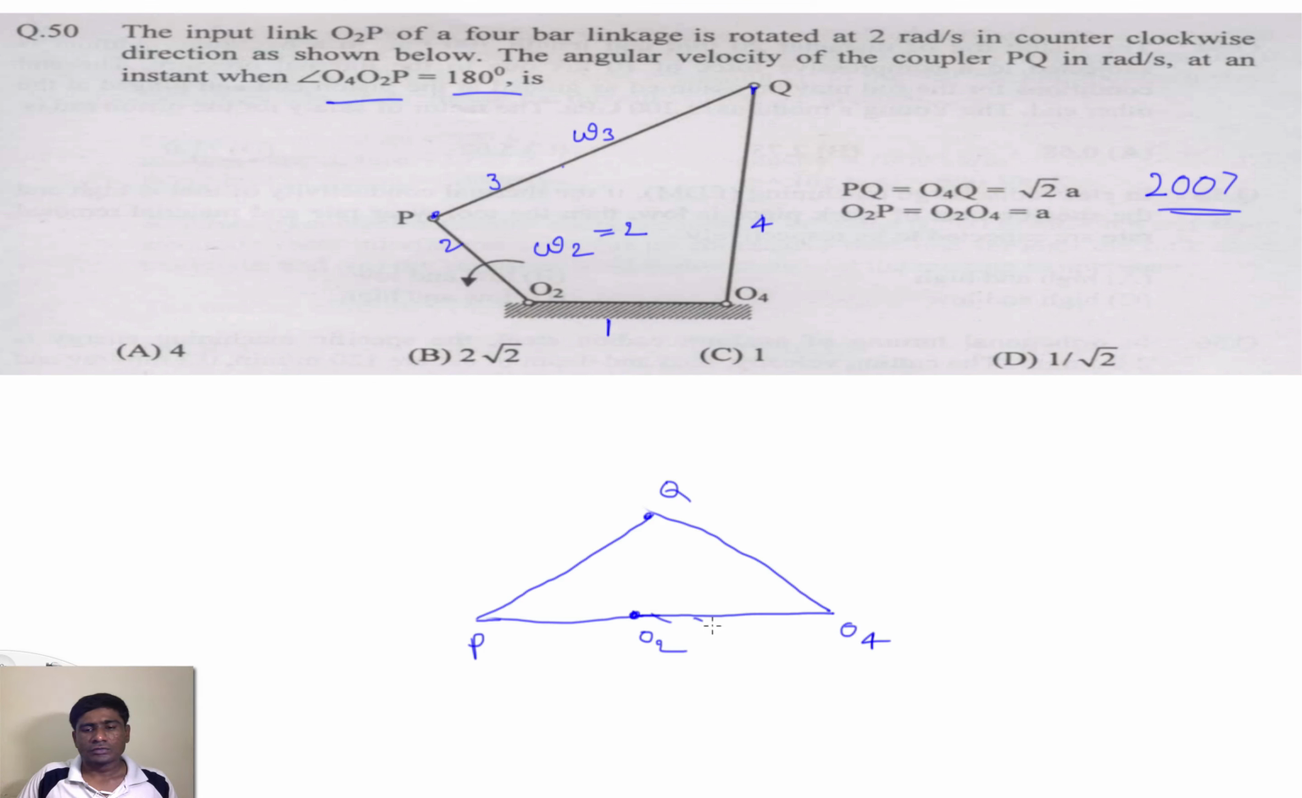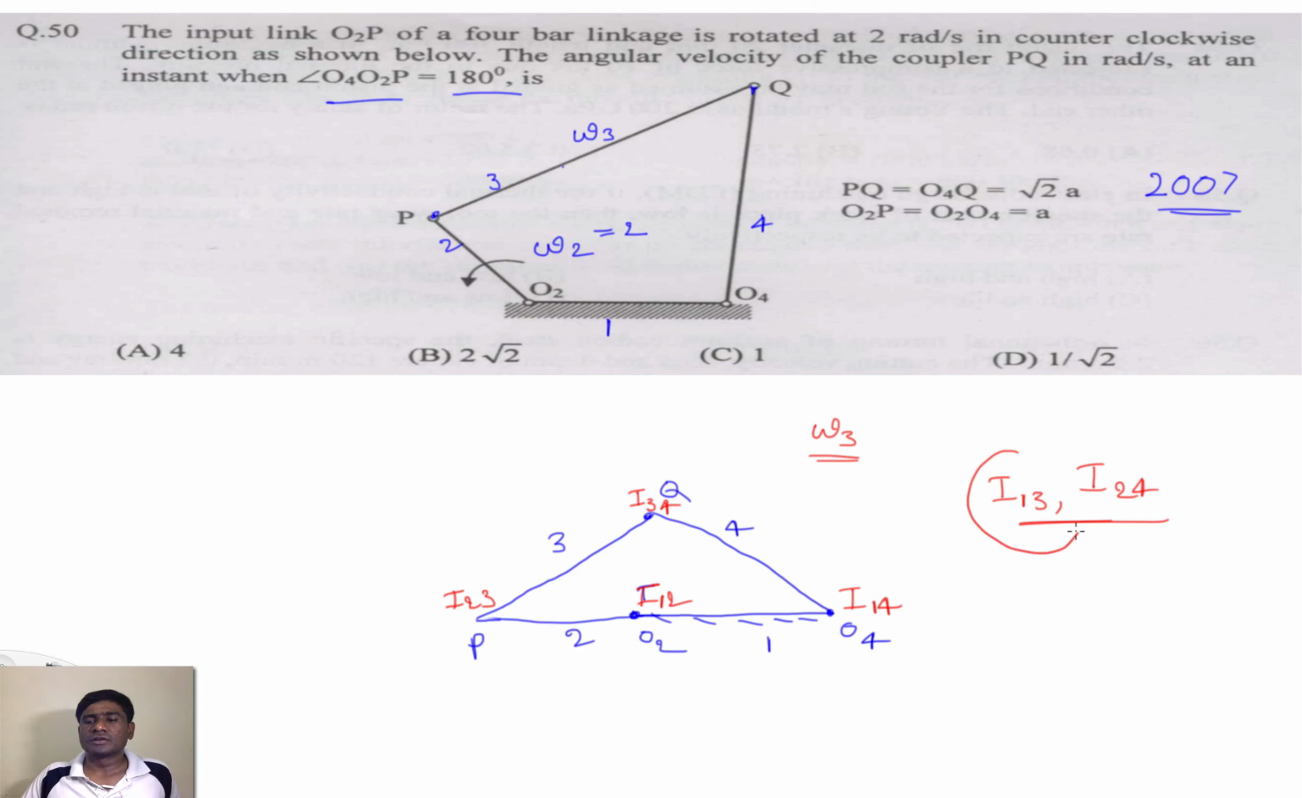So again, same story. We need to find the instantaneous centers first, and then we will select one particular instantaneous center so that we can find omega 3. So again I will identify the instantaneous centers. This is instantaneous center 1 2, this is 2 3, this is 3 4, and this is 1 4, and we remain with instantaneous center 1 3 and instantaneous center 2 4. So which instantaneous center do we want? Again we need to find omega 3. That means we need to identify instantaneous center 1 3.